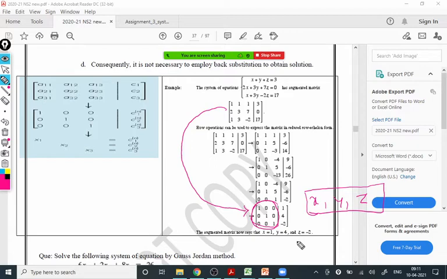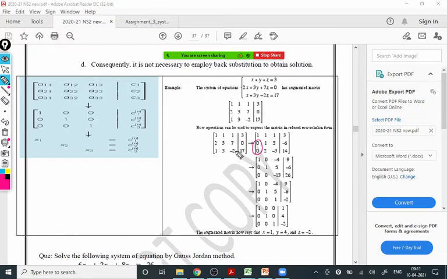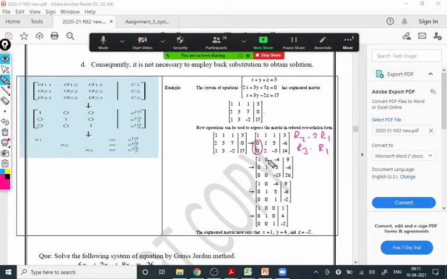Here the missing things are the transformations not written. For example, you will observe these two zeros are there. That means the transformations done are R2 minus 2R1 and R3 minus R1. So obviously these two zeros appeared. Next, we use this A22 position, which is 1 already, to make these two zeros. So we say R1 minus R2 and R3 minus 2R2. So this gives you these two zeros.